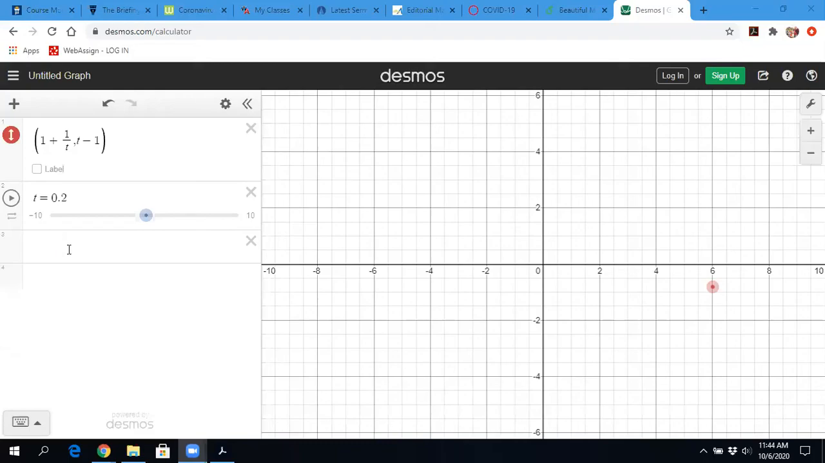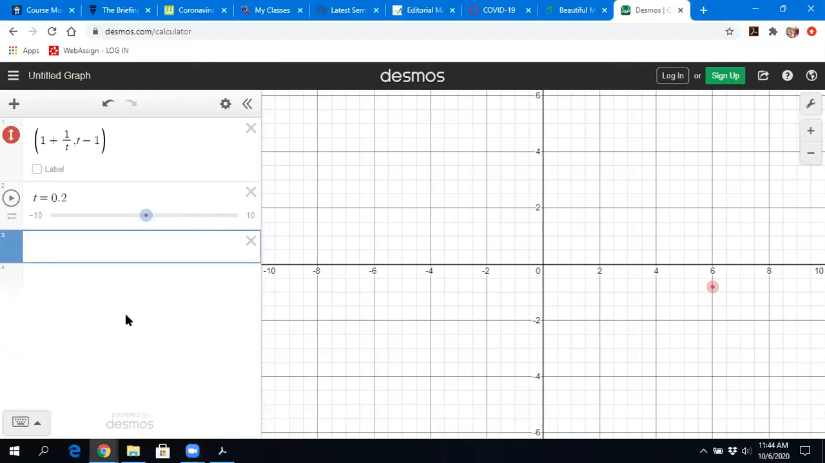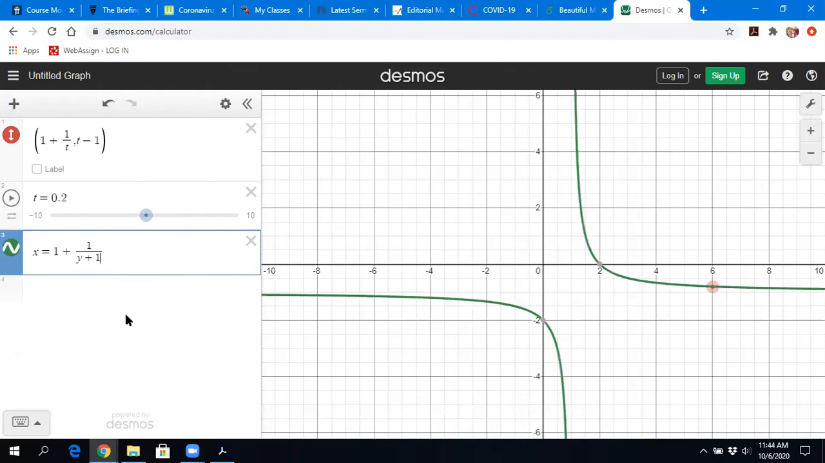Okay, so we had that. What was the other curve? What did we come up with? It was x equal to what? 1 plus 1 over y plus 1. So there it is. Do you see that?